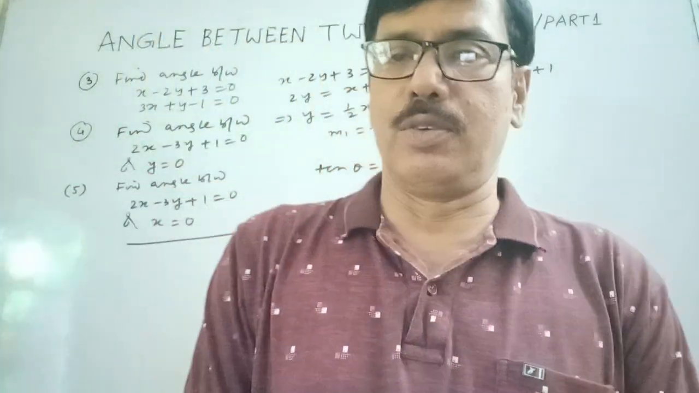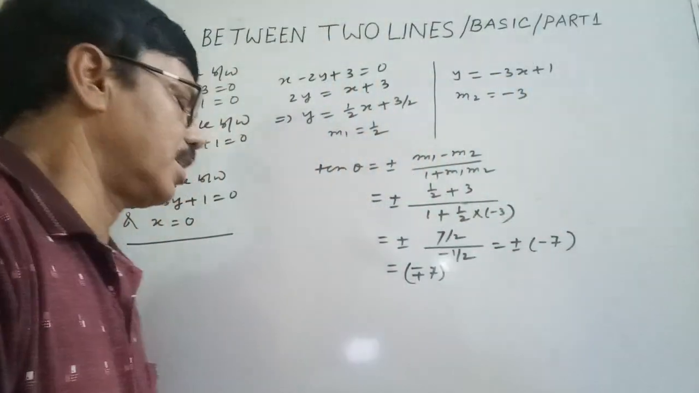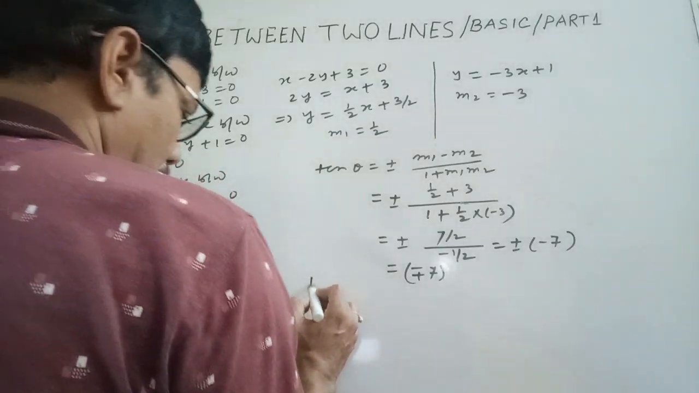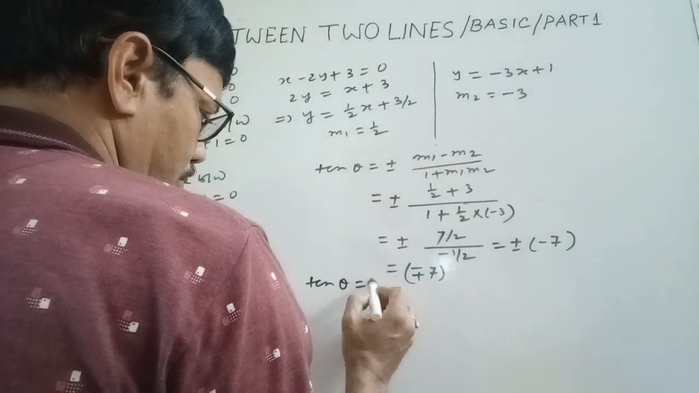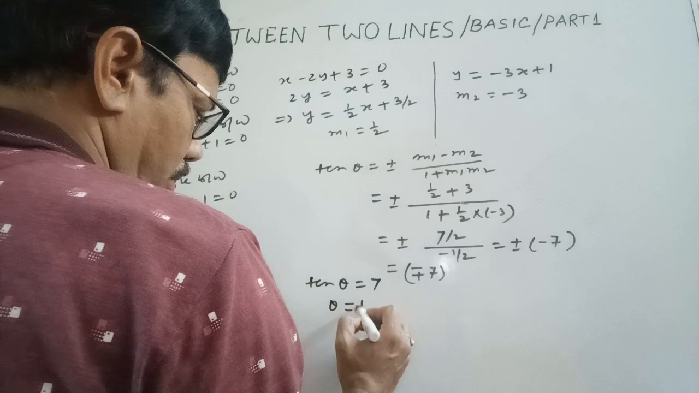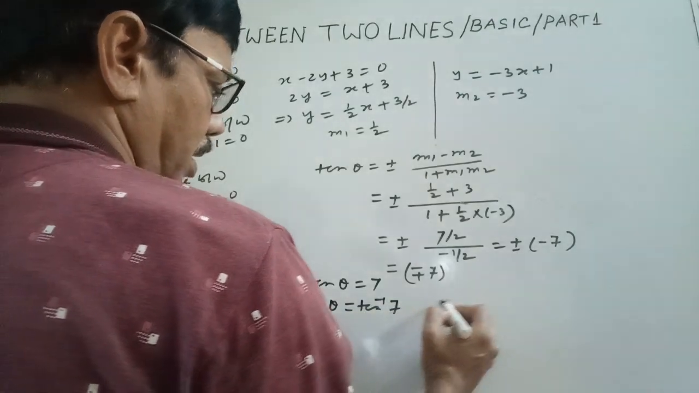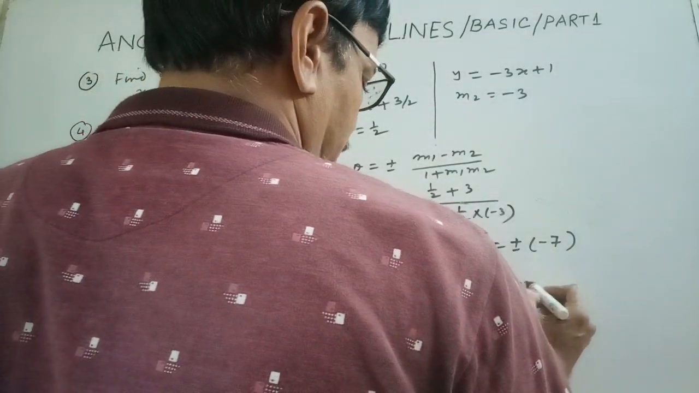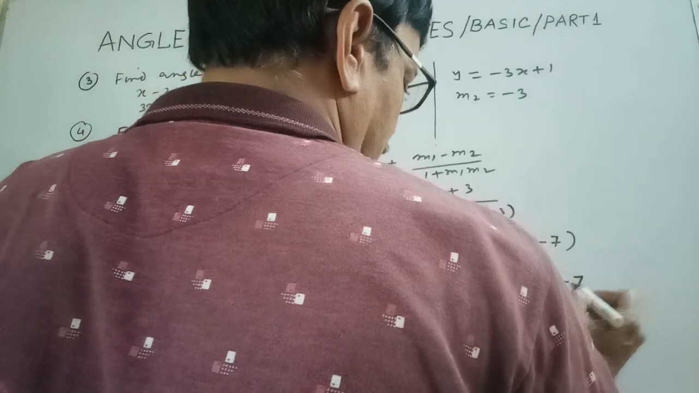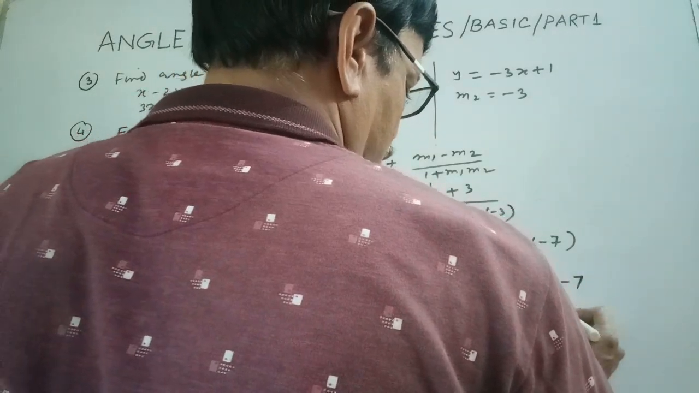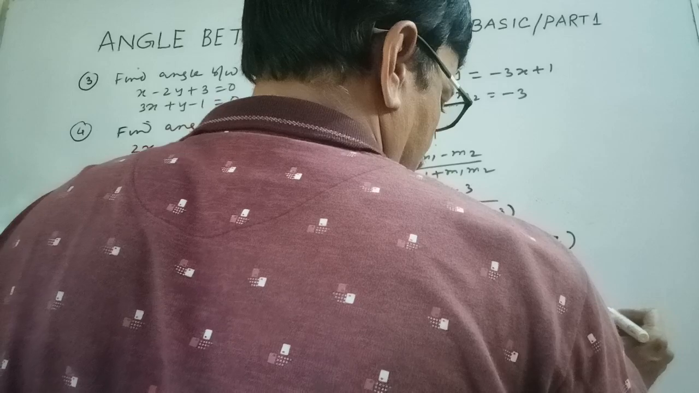Now, to find the acute angle, you know tan theta is positive. So for the acute angle, tan theta equals 7, so theta equals tan inverse 7. And what is obtuse? Tan theta equals minus 7, so theta equals minus tan inverse 7.